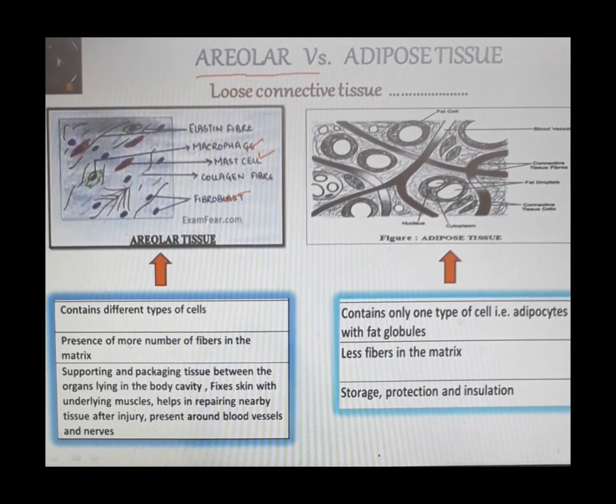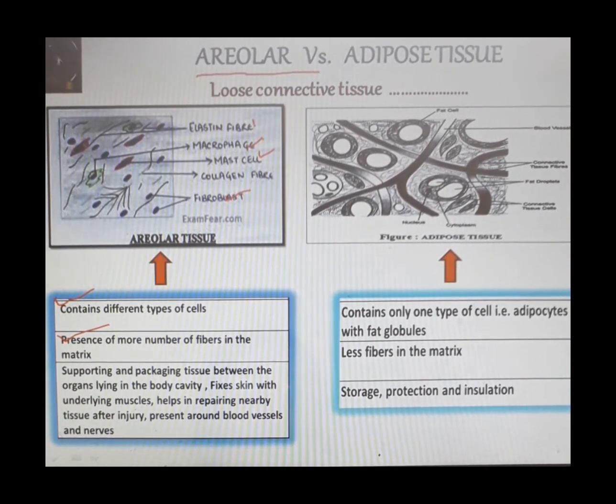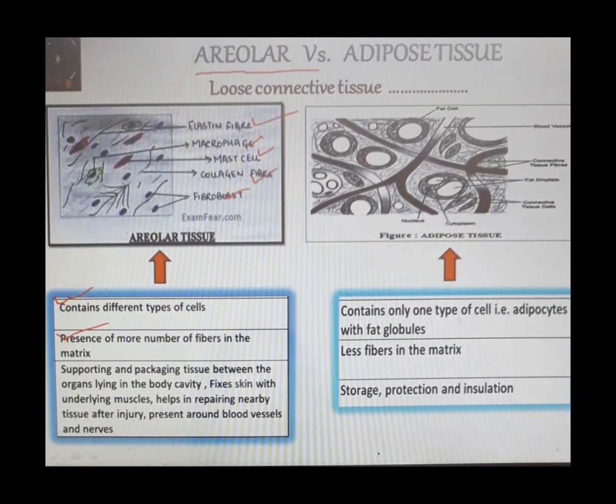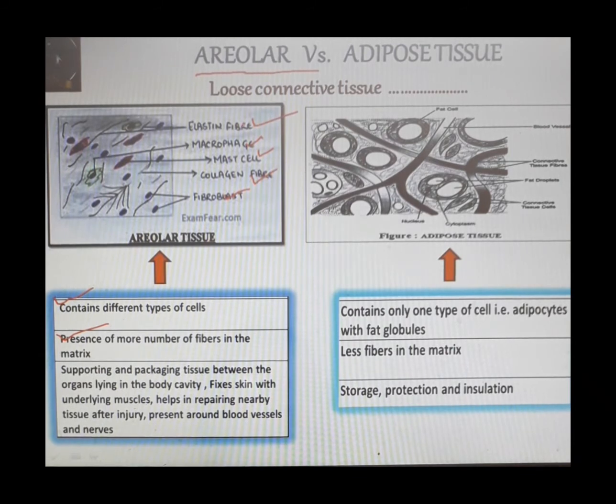Now, along with the different types of cells, the matrix shows the presence of a large number of fibers. Many fibers you will find, and these fibers are of two types: elastin fibers or yellow fibers, and white fibers or collagen fibers. Elastin fibers or yellow fibers are elastic in nature.